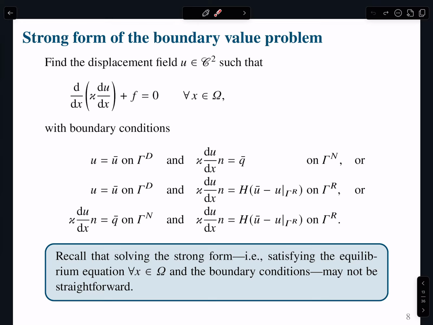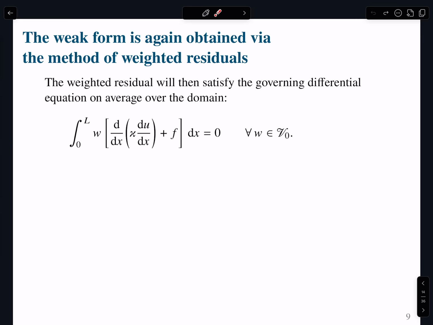Recall that solving the strong form, and this is very important, this is the motivation why we need a different formulation, right? Solving for the strong form, that is to say, satisfying the equilibrium equation for every x along the bar and the boundary conditions, may not be straightforward. And again, for the one-dimensional case, it's super straightforward, right? We can have our differential equation, integrate twice, get the constants of integration, apply boundary conditions, and we solve our strong form. Okay, in 1D. In 2D, it's impossible. Unless you have some nice geometry, you take advantage of symmetries, you simplify the problem in a way that you can obtain the solution of the strong form.